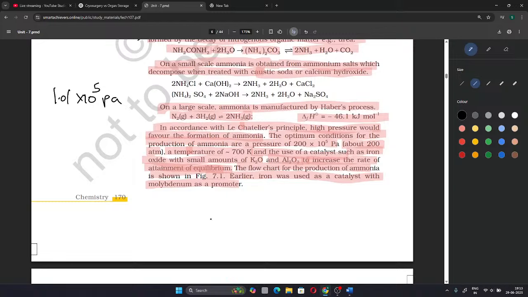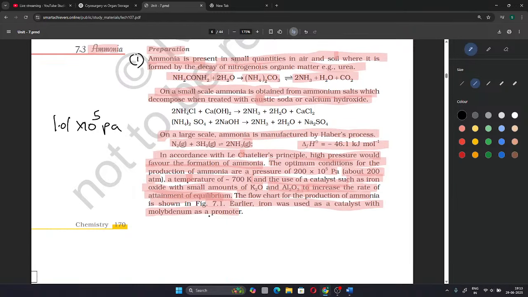On a small scale, ammonia is obtained from ammonium salts, and the second one is decomposition of ammonium salt, which decompose when treated with caustic soda or calcium hydroxide. Calcium hydroxide is also called as slaked lime, and CaO, calcium oxide, is called as quicklime.